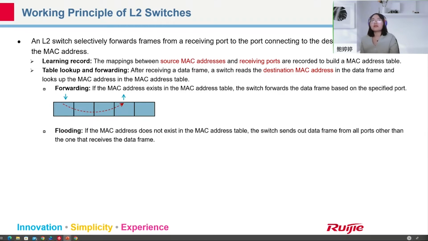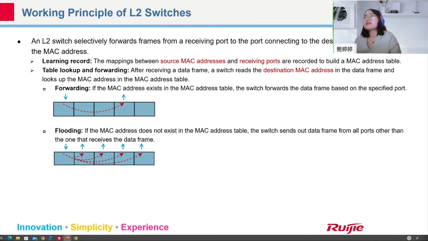The second action is flooding. Flooding means the destination does not exist in the MAC address table, and then the switch will flood the message to all the interfaces. Pay attention, except the receiving interface. So if I receive the message from the first one, what is the action of flooding? All the other interfaces will send the message out. So this is the process of flooding.